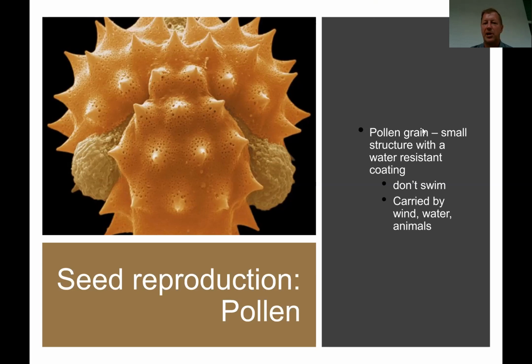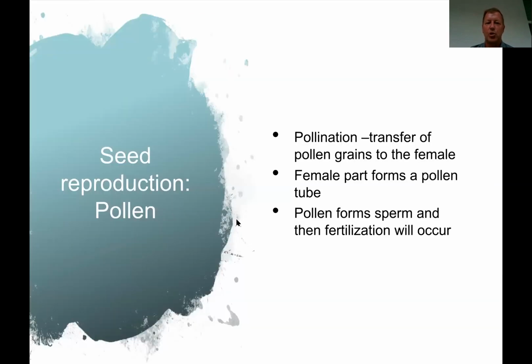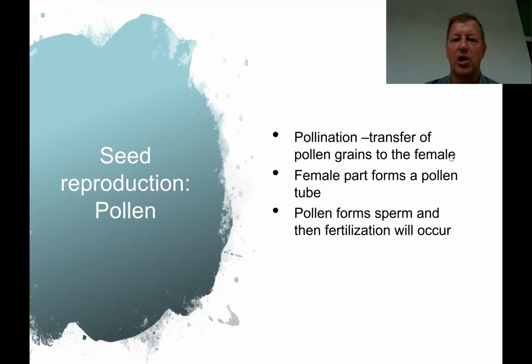The pollen grains, a small structure with water-resistant coating, doesn't swim, carried by wind, water, animals. So pollination, this is when the pollen grains from the male part of the plant go to the female part. So the female part forms a pollen tube, the pollen forms sperm, and then fertilization occurs. So we have pollination, fertilization. Pollination comes first.